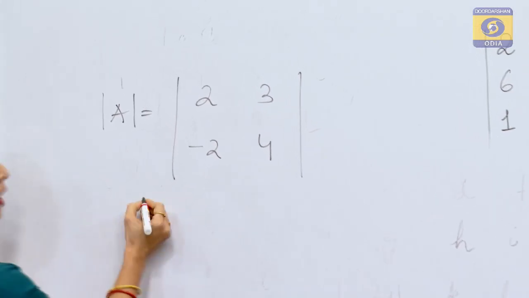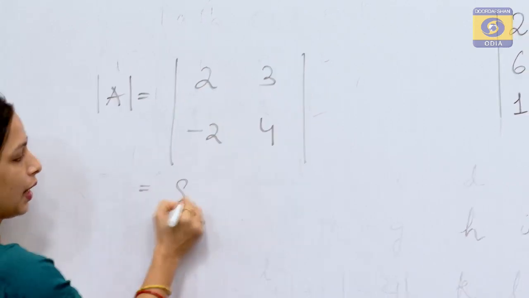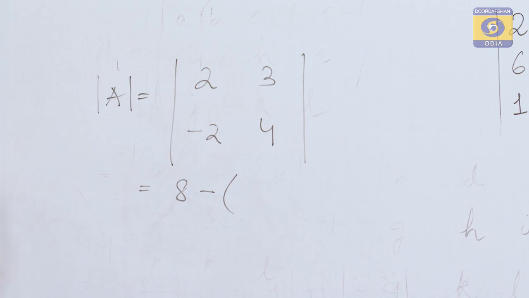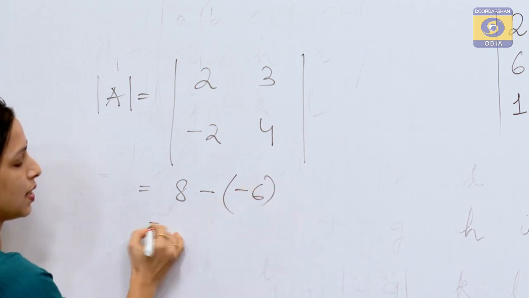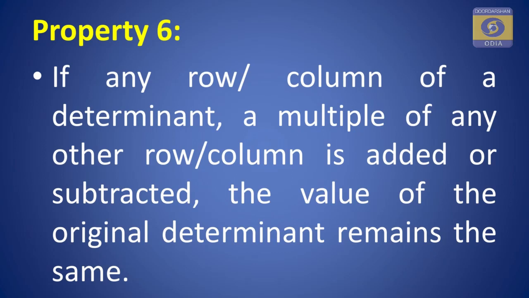All right. Now, the determinant value is how much? 2 into 4, 8, minus 3 into minus 2 is minus 6. So, the resultant value is 14. Now, the property says that if in any row or column we add a multiple of another element of any other row. What does it mean?